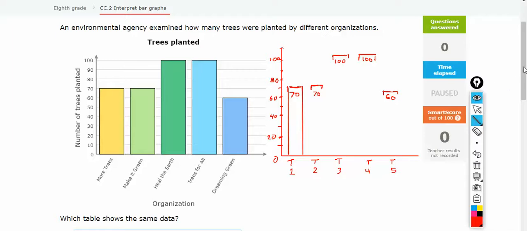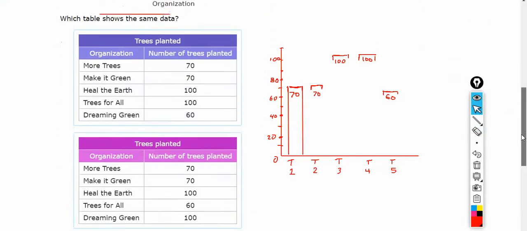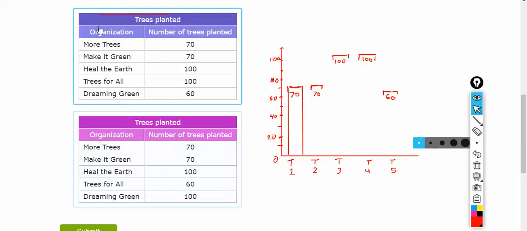Then it says which table shows the same data. If I look at the two data options we have, I'm looking for 70, 70, 100, 160. Down here we have 70, 70, 160. So that's not right. We would pick the first one.